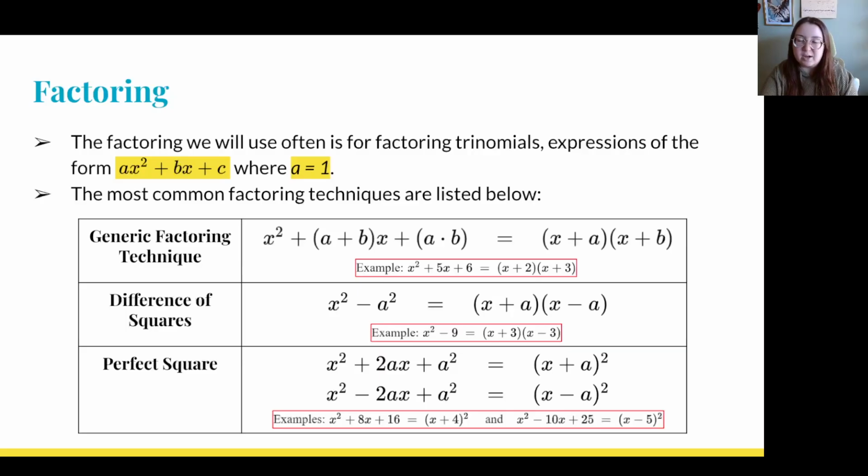Then we have x squared minus 10x plus 25. So the square root of 25 is 5. 2 times 5 is 10. So our answer there would be x minus 5 squared.